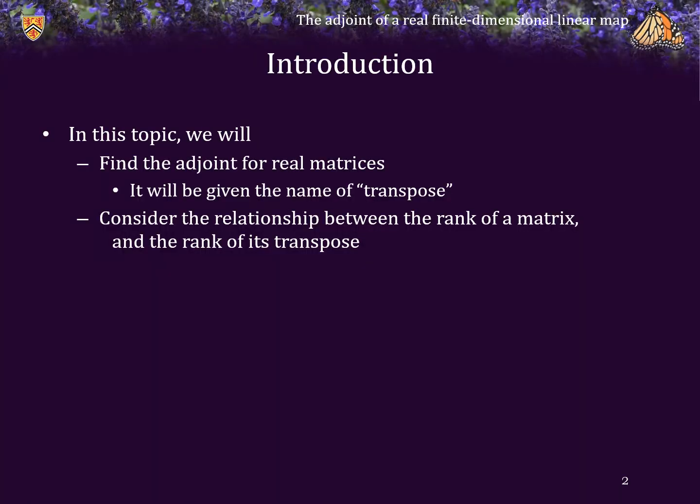We're going to look at the adjoint of a real finite dimensional linear map. In this topic, we will find the adjoint for real finite dimensional linear maps. That is, we will find the adjoint for real matrices. We will call the adjoint of a real matrix the transpose of the matrix for good reason. We will also consider the relationship between the rank of a matrix and the rank of its transpose.